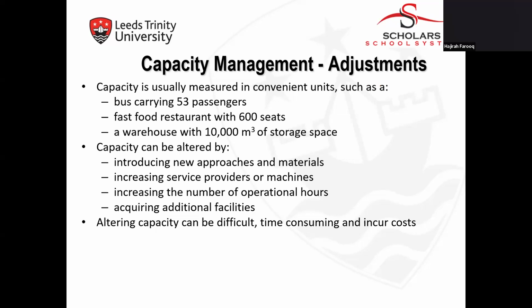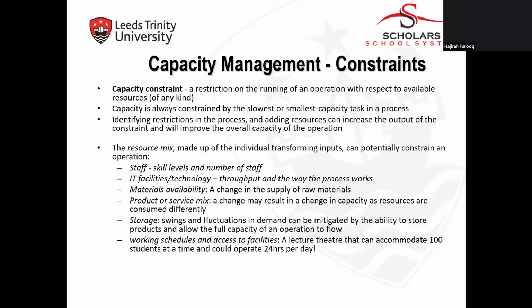So capacity management also has some adjustments. Capacity is usually measured in convenient units, such as a bus carrying 53 passengers, a fast food restaurant with 600 seats, or a warehouse with 10,000 cubic meters of storage space. And capacity can also be altered, for example, by introducing new approaches and materials, or by increasing service providers or machines, or by acquiring additional facilities. Altering capacity can be difficult and time consuming, and it can also incur costs.